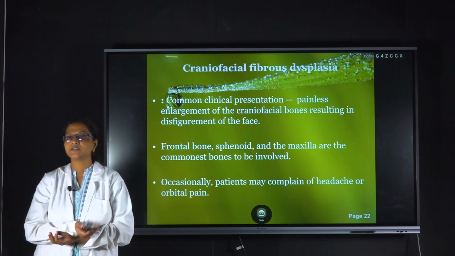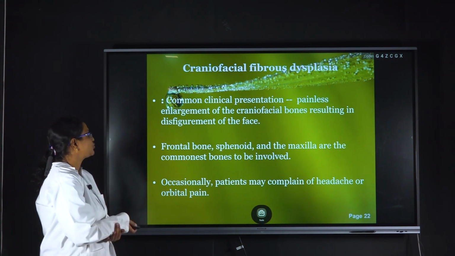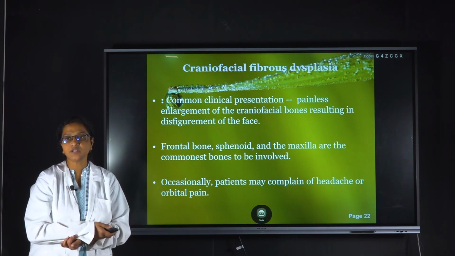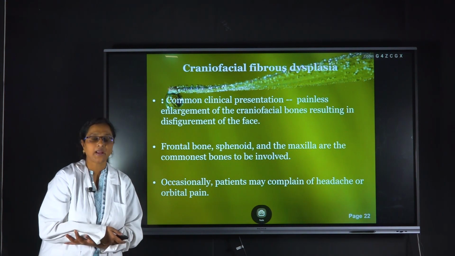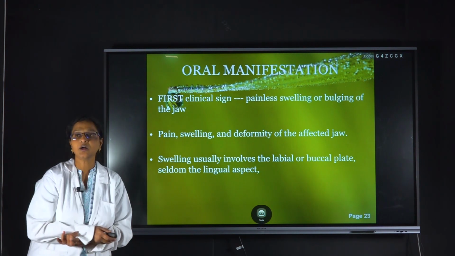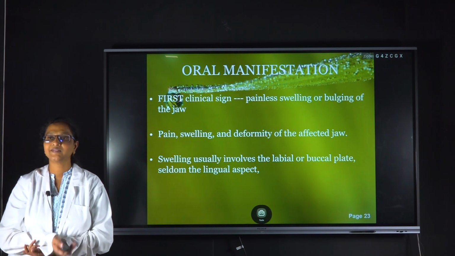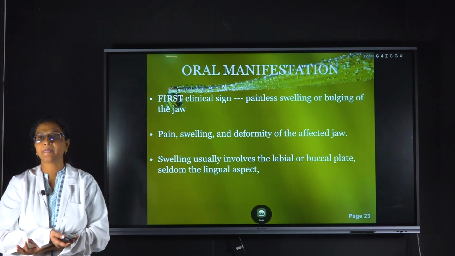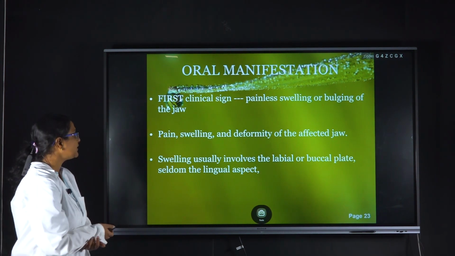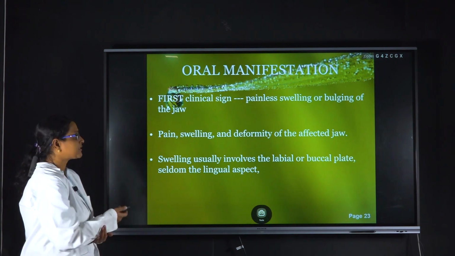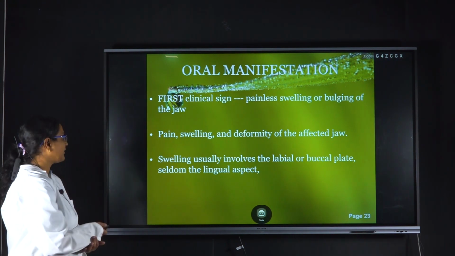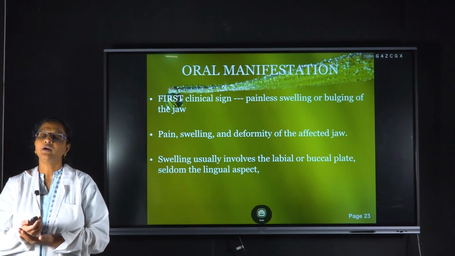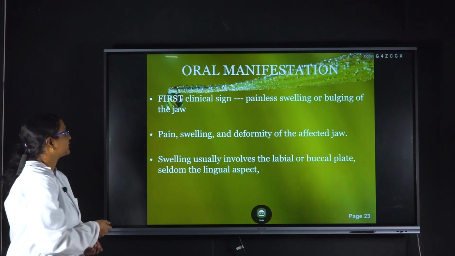Usually the patient presents with a painless swelling of the associated bones. Frontal bone and sphenoid are the commonest bones involved. The patients may also complain of headache or orbital pain. Coming to the oral manifestations, or the features which we see when there is involvement of the maxilla or mandible, usually the first clinical sign will be the painless swelling of the associated bone. Other than the swelling, we may also see deformity of the affected bone. And the swelling, most of the time, involves the buccal or the labial plate of the bone. Very rarely it involves the lingual plate.